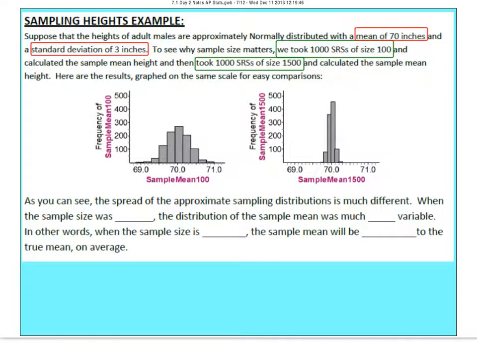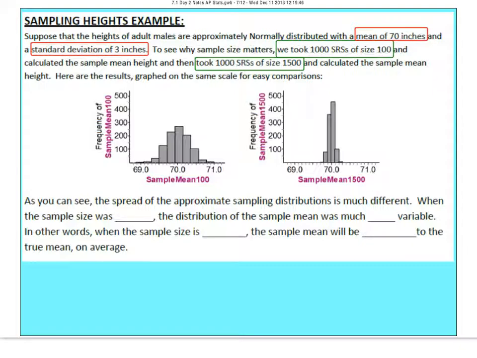So let's wrap up with sampling of heights. Suppose the heights of adult males are approximately normally distributed with a mean of 70 inches and a standard deviation of 3. To see why sample size matters, they took 1,000 SRSs of size 100 and calculated the mean heights. They then took 1,000 SRSs of size 1,500 and calculated the sample mean heights. Here are the results in graphs so you can see: a sample size of 100, 1,000 times, and a sample size of 1,500, 1,000 times.